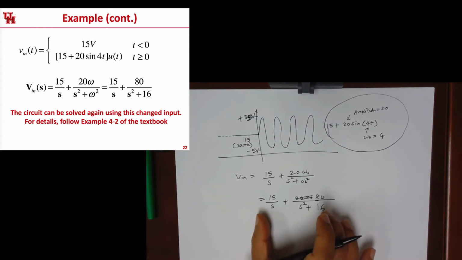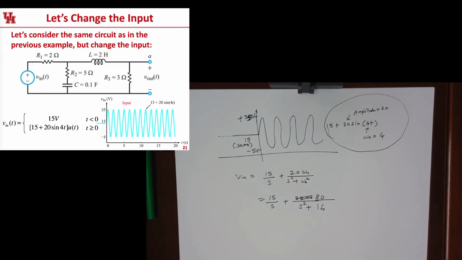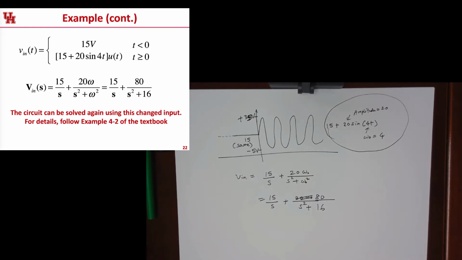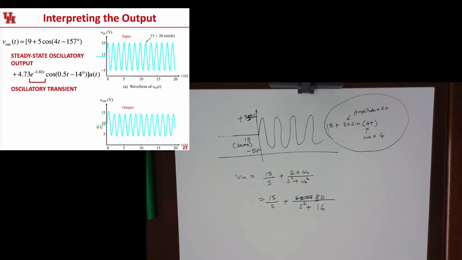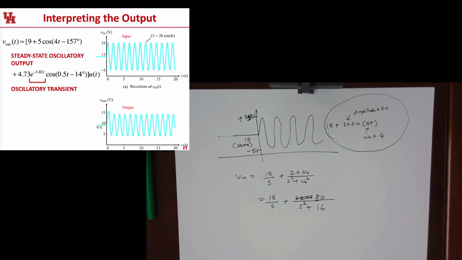So again, we can plug in this value of V in into the formula that we had before, which is what you have on the left-hand side here. Then that gives us the current value, and then we can take 3 times the current value. That gives us the output voltage, and we can solve for the output voltage in that manner. I will skip over the nitty-gritty of actually working through that algebra, but it's in the book. You can take a look at that. It's example 4-2.